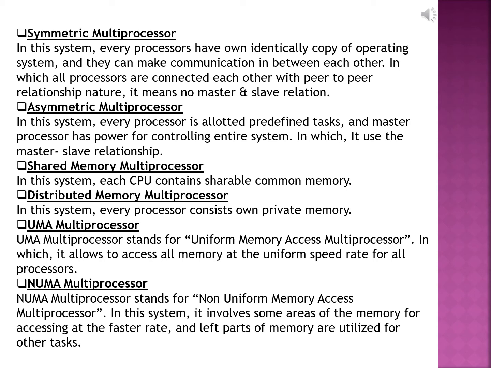In the shared memory multiprocessor system, each CPU contains shareable common memory. In distributed memory multiprocessor, every processor consists of its own private memory. UMA multiprocessor stands for Uniform Memory Access Multiprocessor, in which it allows access to all memory at a uniform speed rate for all processors. Now, NUMA multiprocessor stands for Non-Uniform Memory Access Multiprocessor. In this system, some areas of the memory are accessed at a faster rate, and the left parts of memory are utilized for other tasks.